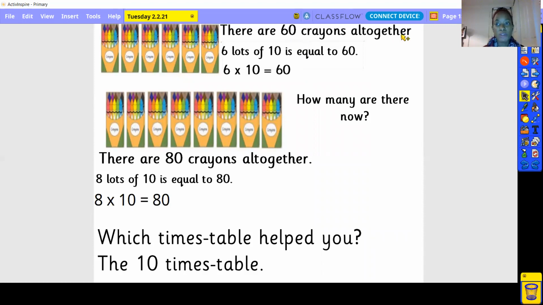There are 60 crayons altogether. 10, 20, 30, 40, 50, 60. 6 lots of 10 is equal to 60. 6 times 10 equals 60. How many are there now? There are 80 crayons altogether. 10, 20, 30, 40, 50, 60, 70, 80. 8 lots of 10 is equal to 80. 8 times 10 equals 80. Which times table helped you? The good old 10 times table.